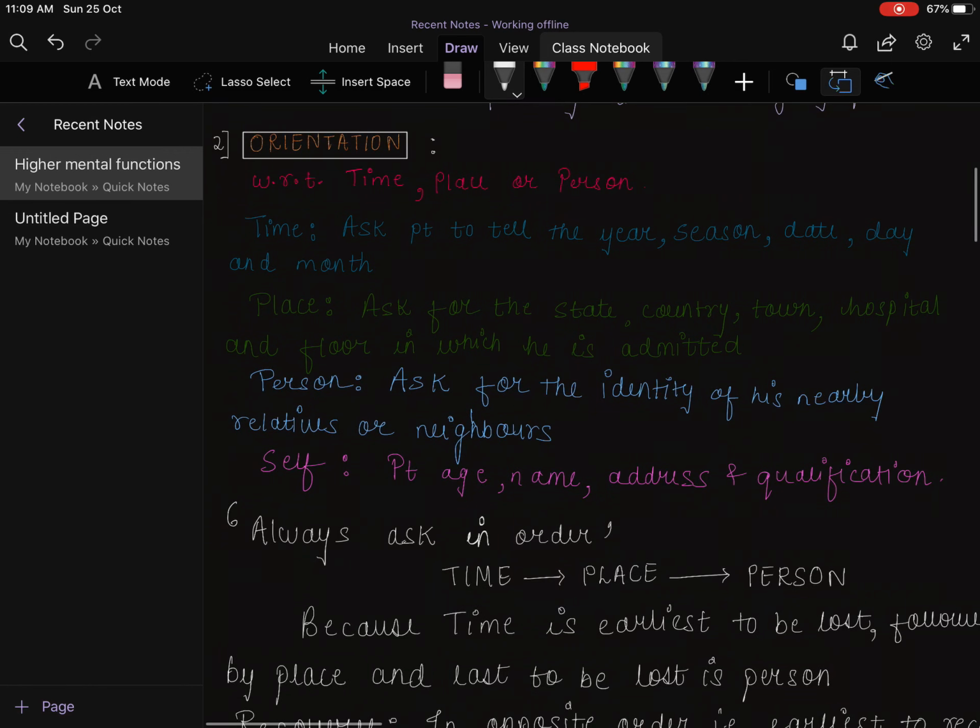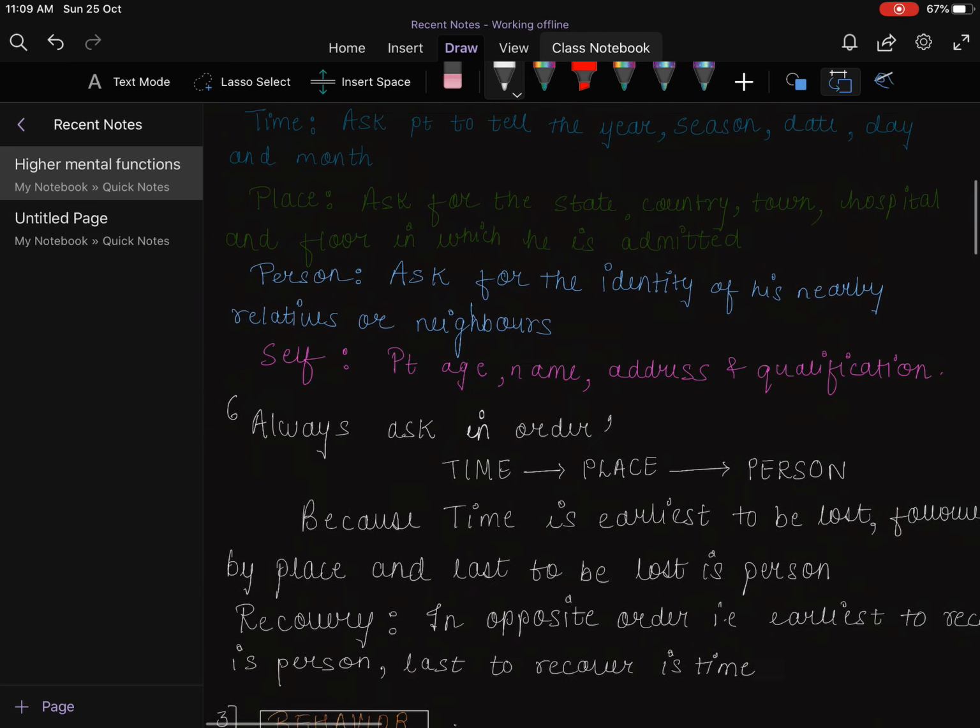The second thing which you need to examine is orientation. Orientation is with respect to time, place, or person. For time, ask the patient to tell the year, season, date, day, and month. For place, ask for the state, country, town, hospital, and floor on which he is admitted. For person, ask for the identity of his nearby relatives or neighbors, and for self, ask his name, age, address, and qualification.